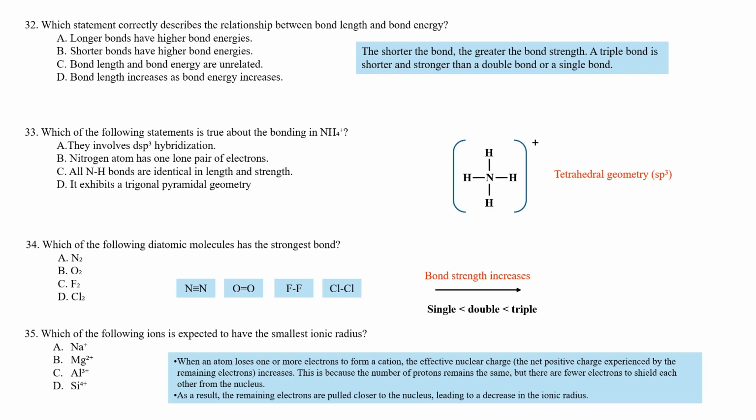Therefore, the effective nuclear charge increases by forming the cations. As a result, the remaining electrons are pulled closer to the nucleus. Only fewer electrons, but still the proton count is larger than the electron count. So more positive character in the nucleus, they pull electrons towards the nucleus, leading to a decrease in the ionic radius. They are shrinking the size.